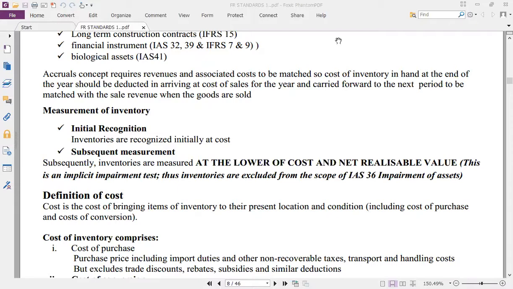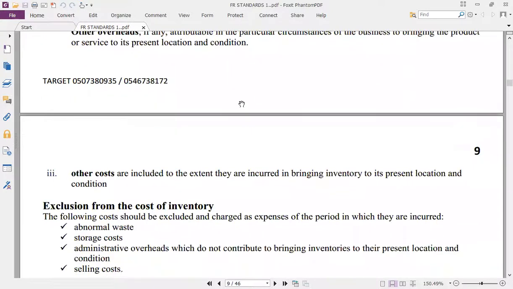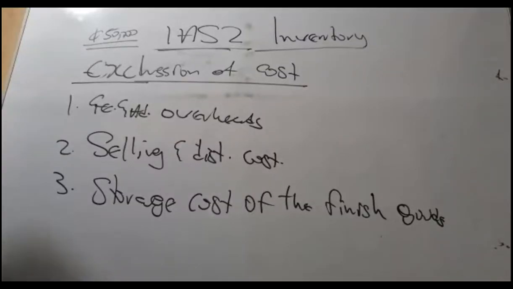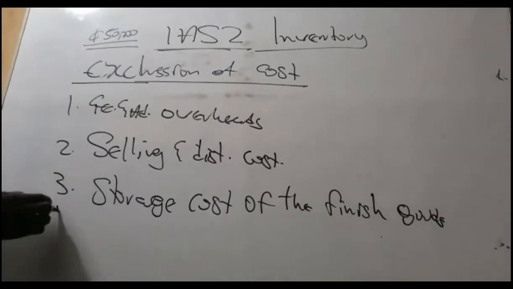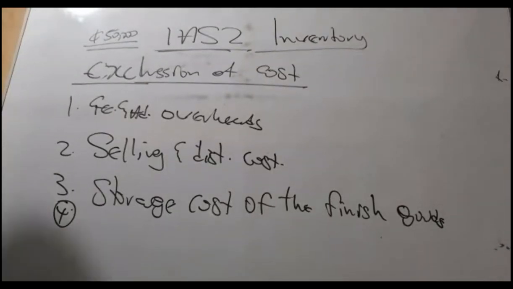Good. So I'll pick my first illustration. But before I do that, let me add one item that recently came to mind. That's the abnormal wastage or abnormal losses.